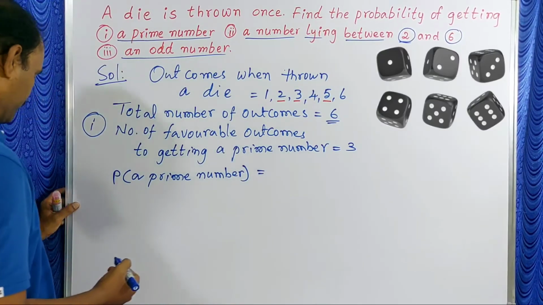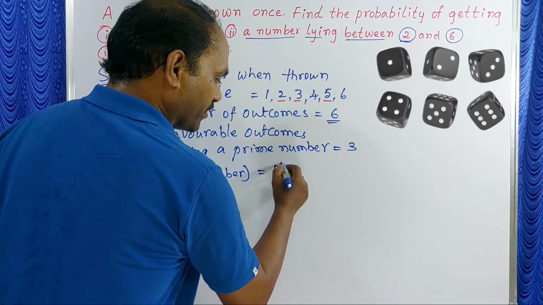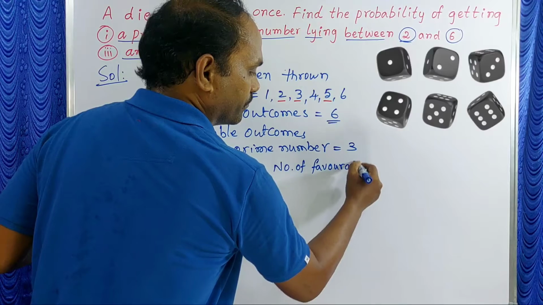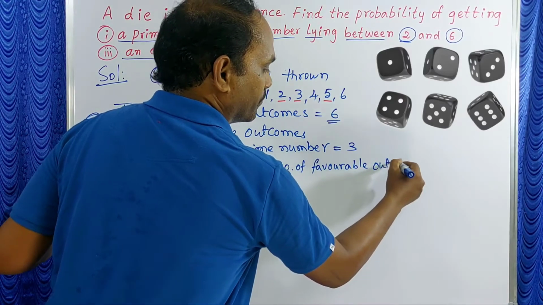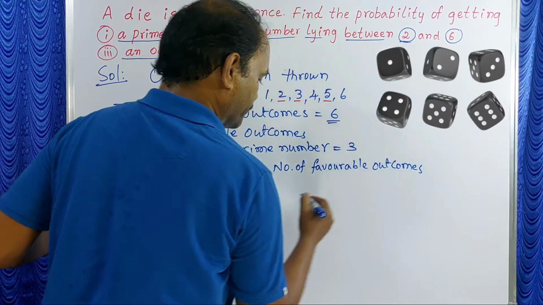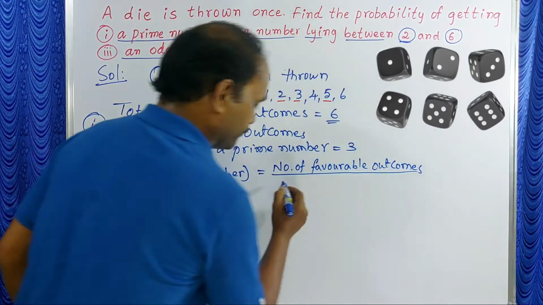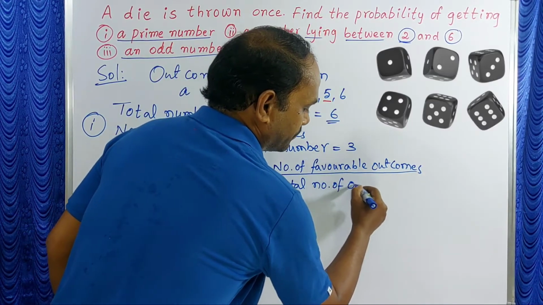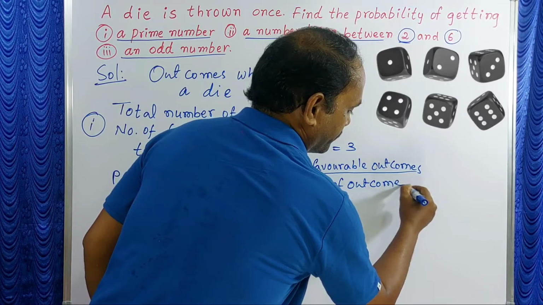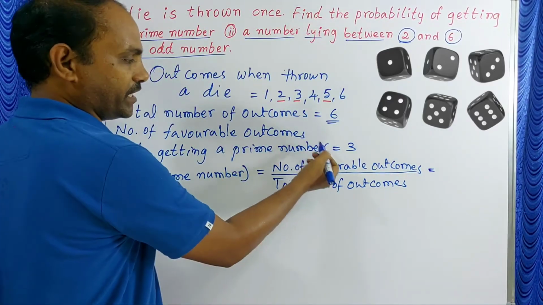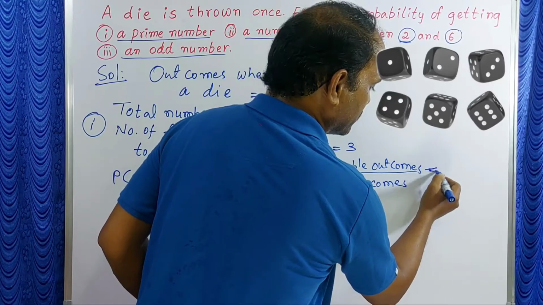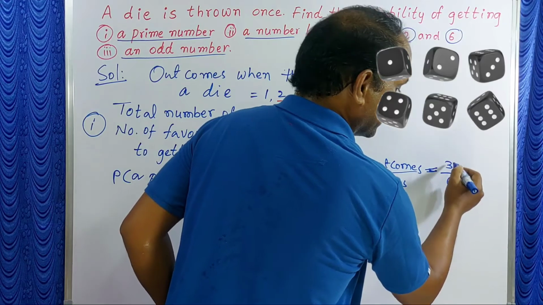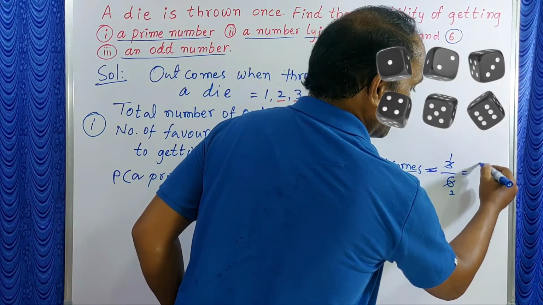P of a prime number is equal to number of favorable outcomes by total number of outcomes. Favorable outcomes how many are there? 3. So, 3 by total 6. 3 ones are 3, 3 twos are 6. So, 1 by 2.